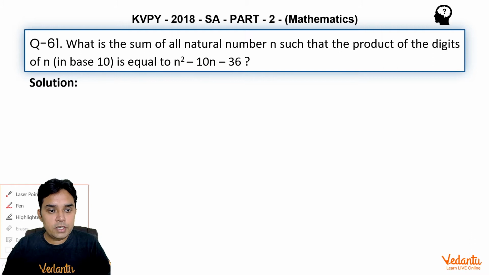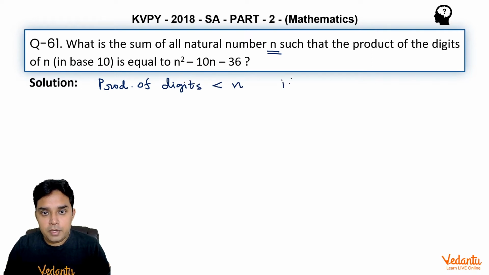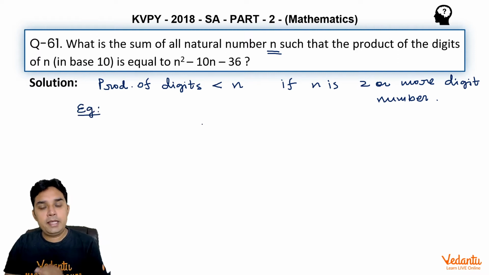Now to solve this question, let us understand that my number n could be one digit or two digit or maybe higher digit. But in all scenarios, please understand the product of digits has to be less than n if n is a two or more digit number. Why am I saying so? Let us understand this through one example. Suppose my n is a two digit number.